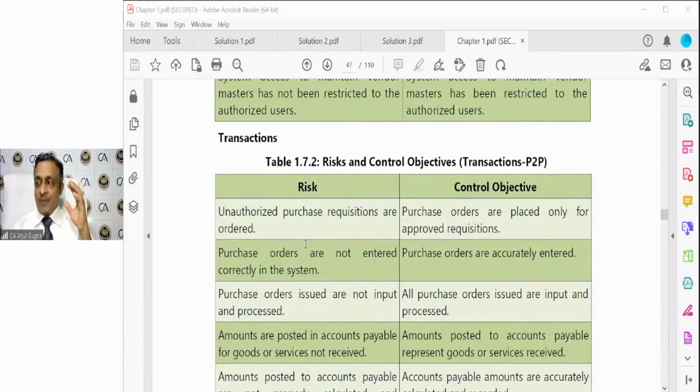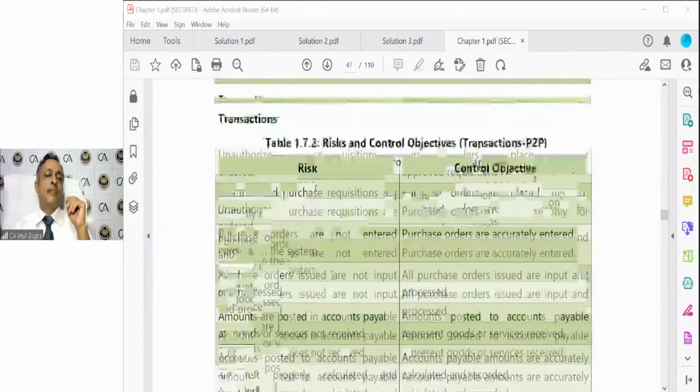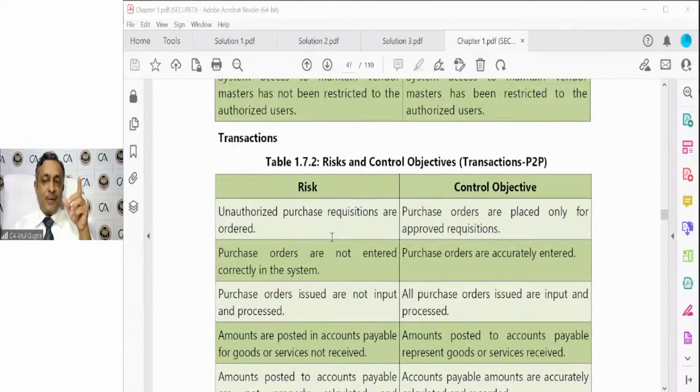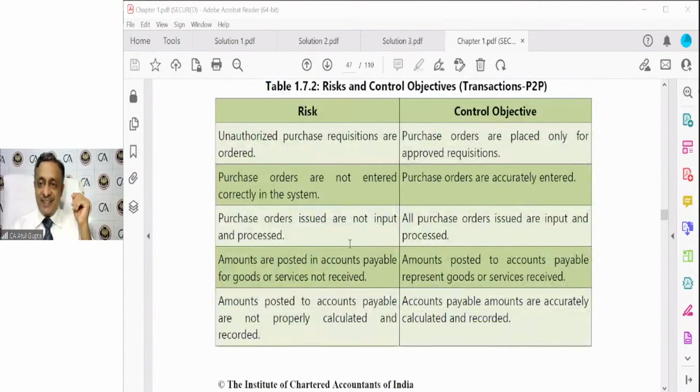Then transactions. So P2P, purchase to pay: the first part was master related data, the second part is transaction related. So change was the keyword in the first part, master. Let us see what the keyword is here. Again, we will do this intensively. The impact here is disasters. A few of the situations are like disaster. Let us read.